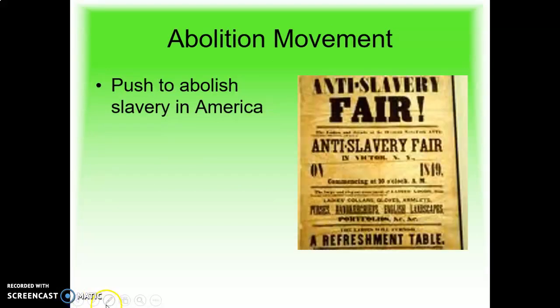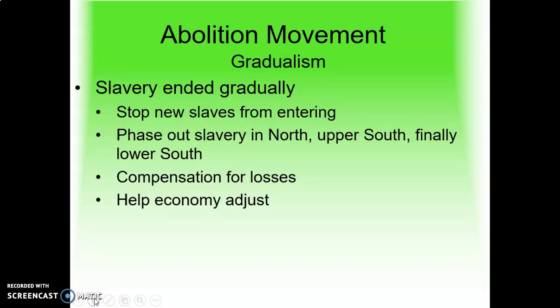Okay, so the abolition movement, basically, it's a push to abolish slavery in America. You have different schools of thought on how we should end slavery. Should we do it gradually? That's called gradualism. Slavery ended gradually. We stopped new slaves from entering the institution, phase out slavery in the North, phase it out in the Upper South, and finally phase it out in the Lower South. Compensation to workers for losses, and this would help the economy adjust over time.